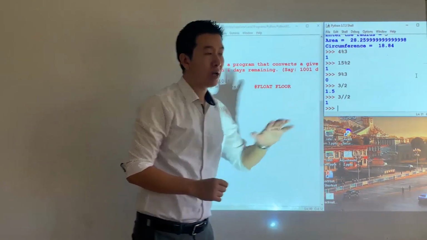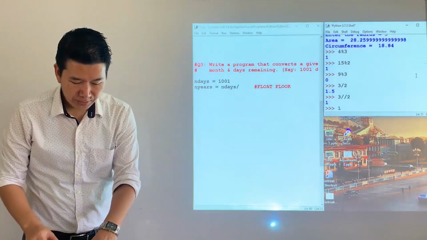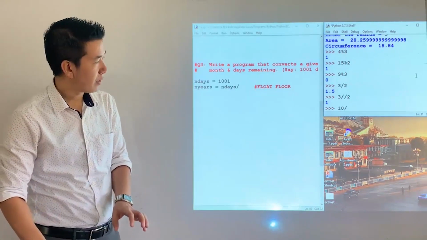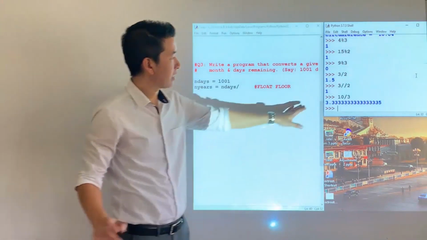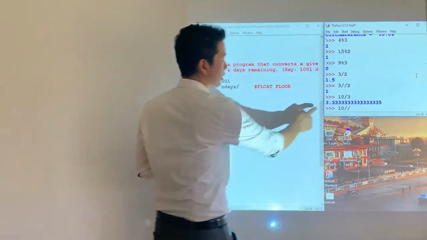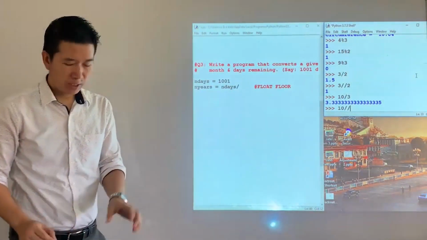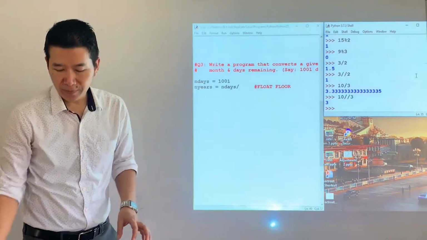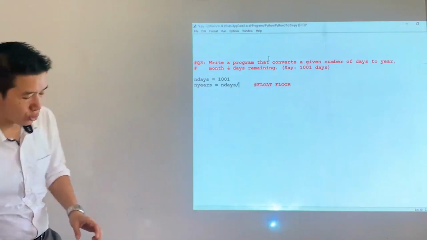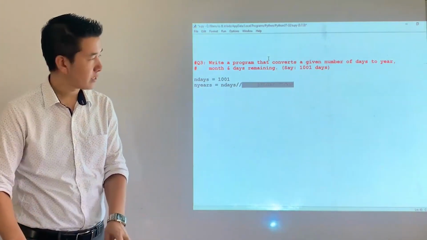So why do we say floor? Let's say I have 10 divided by 3. If I press enter, I'll get the answer like this. However, if I use the floor division operator, it will just print the integral part. It will get rid of the fractional values and just focus on the integral part. So this is the difference between the two. Let's continue further. The idea is you're not supposed to use the float division operator, rather you have to use the floor.